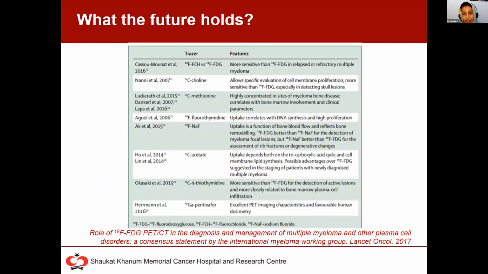So this is a slide showing non-FDG tracers that are under consideration for the management of multiple myeloma. None of these have been proved to be better than F18 FDG PET-CT. So I conclude by saying it again that F18 FDG PET-CT is the tracer of choice for initial workup and management of multiple myeloma. I thank you very much.